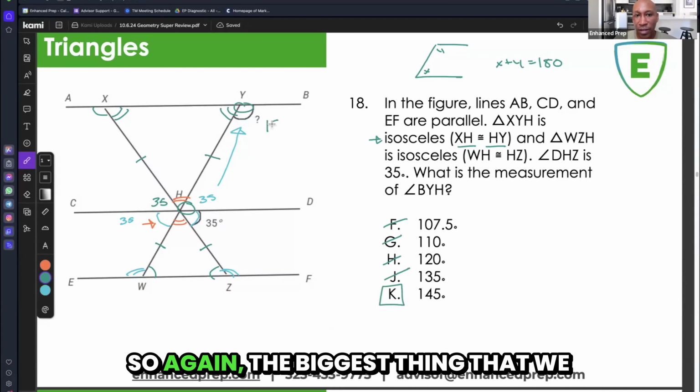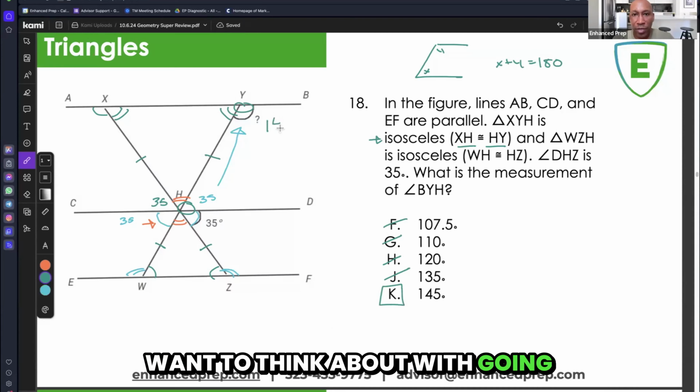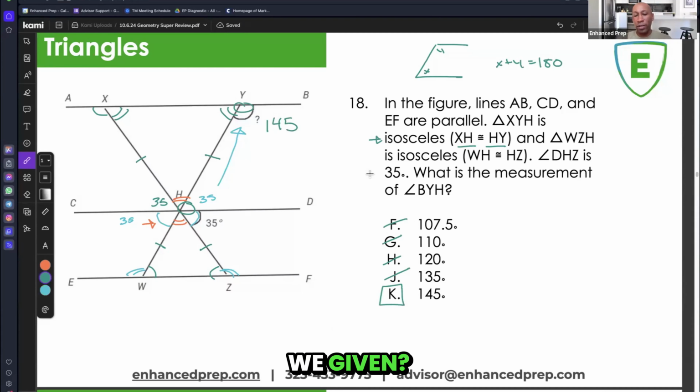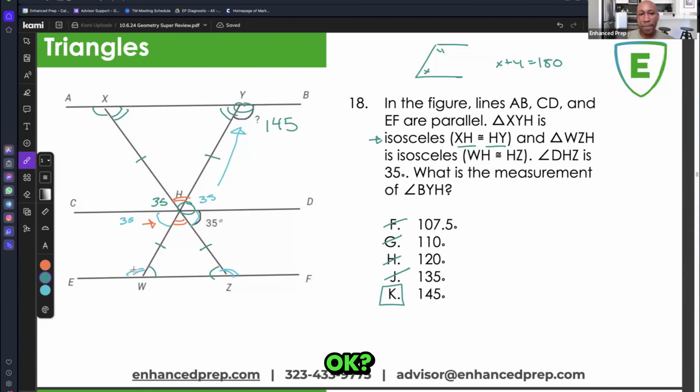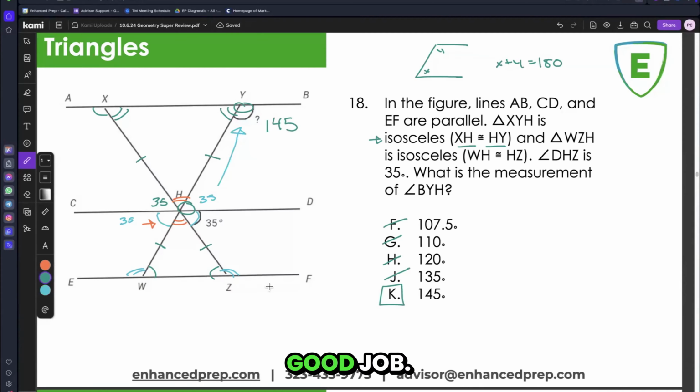Right. So again, the biggest thing that we want to think about with going through these problems is what are we given? Make sure that we're labeling it as much as possible. And then just thinking about some of those different things that are going on. Okay, great job. All right.